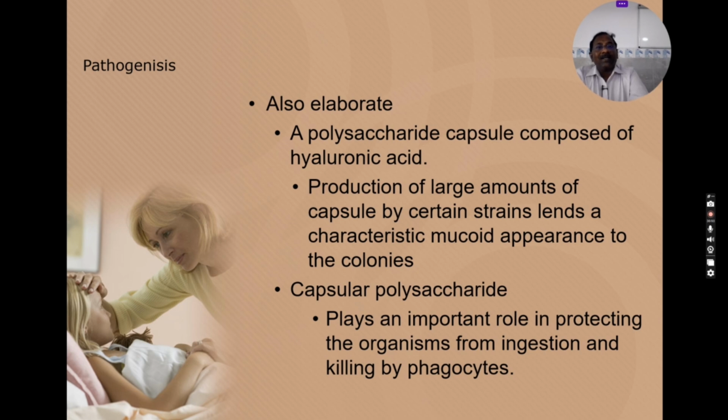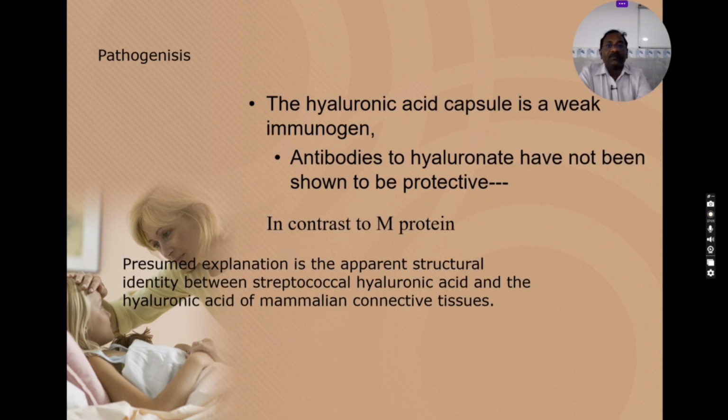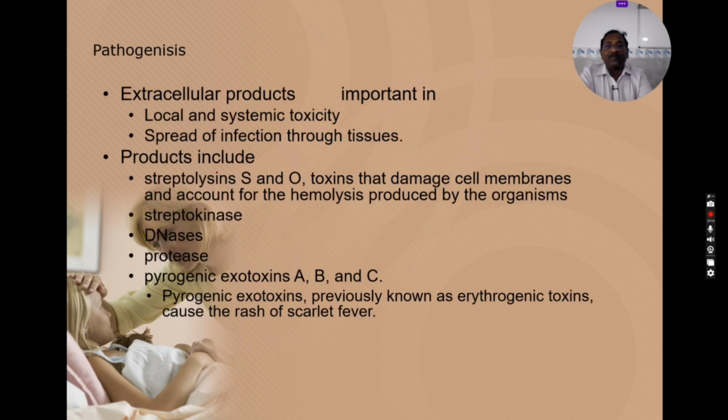There is also a polysaccharide capsule composed of hyaluronic acid, produced in large amounts by certain strains. The capsular polysaccharide plays an important role in protecting the organisms from ingestion. The hyaluronic acid capsule is a weak immunogen. Antibodies have not been shown to be protective, in contrast to the M proteins.